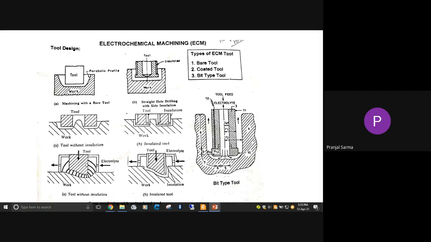Similarly, you can even go for some contoured machining also. On the left hand side, all are tools without insulation, and on the right hand side, tools with insulation. So with insulation, control is good. And similarly, here we are showing the bead type tool. This is the bead type tool, so high aspect ratio drilling, a high aspect ratio hole, is possible.